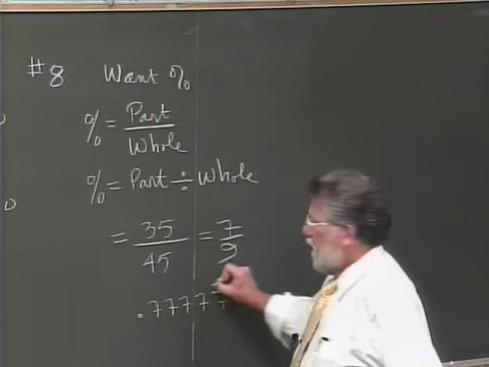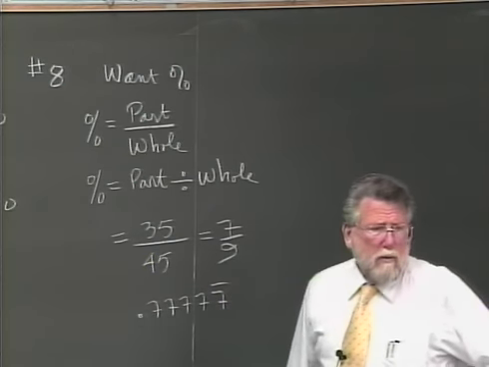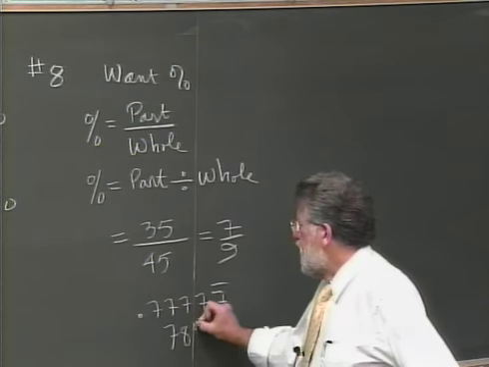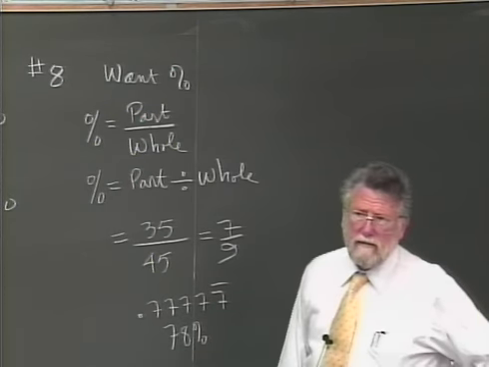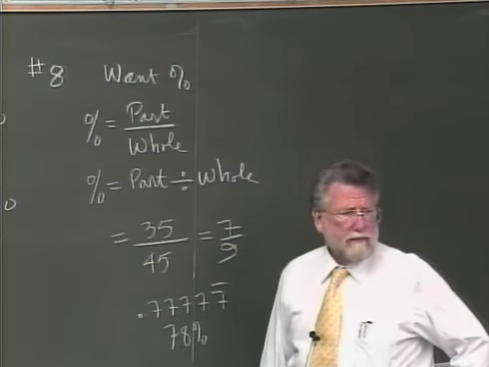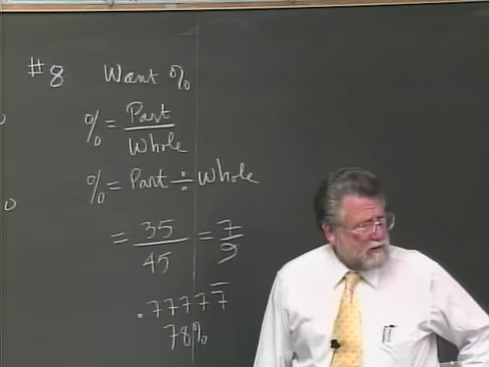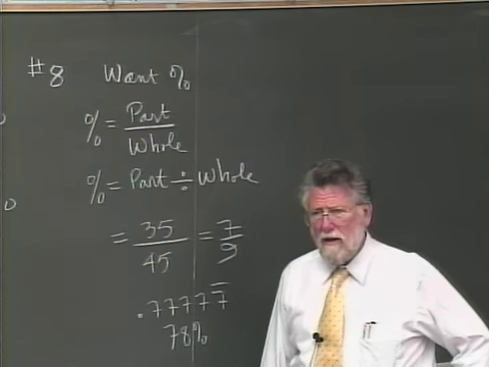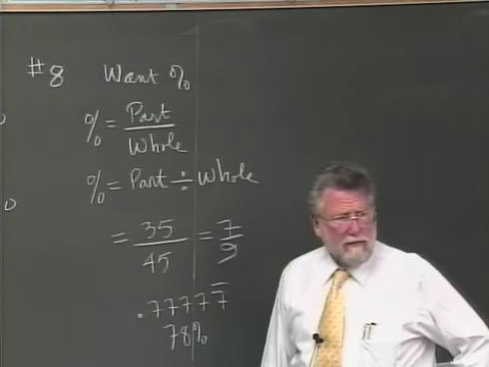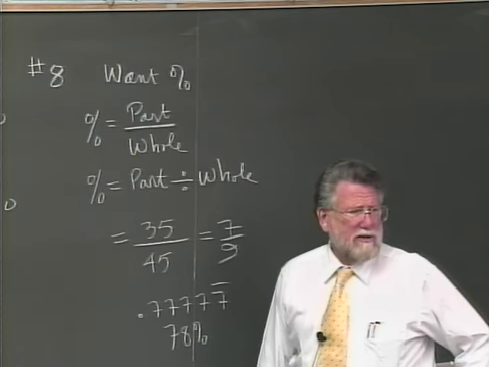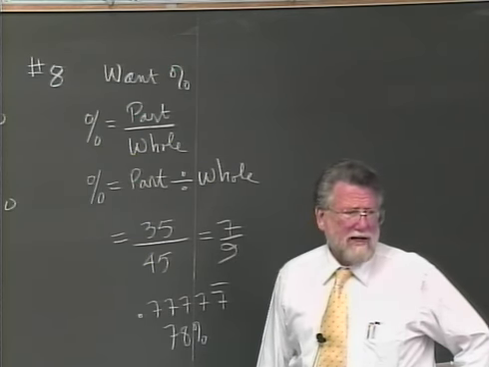0.77777 forever. So we would round off to the nearest percent and say 78% to the nearest percent. Now if you said 77 and 7/9%, that would be acceptable also. Well, 77.8 is your decimal approximation for 77.7 forever percent.